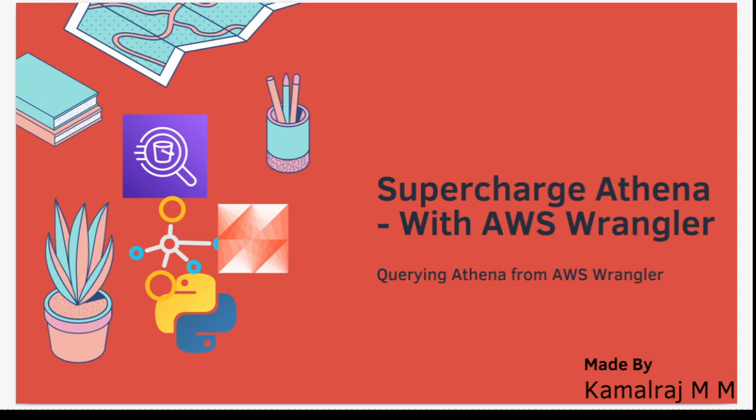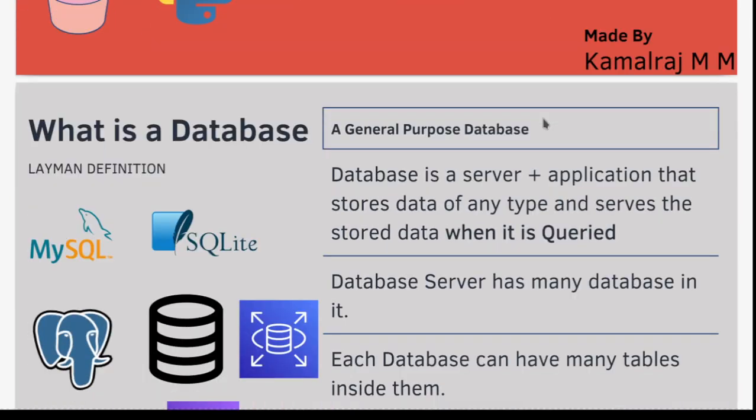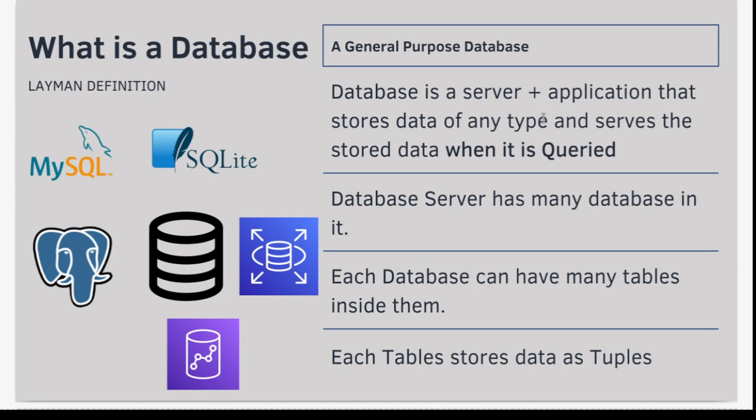We will supercharge Athena with AWS Wrangler in this video. Before that, we will have some basic understanding of what is a database. You might be wondering, what is a simple database doing in an Athena and Glue Catalog AWS Wrangler video? It has a huge amount of importance.